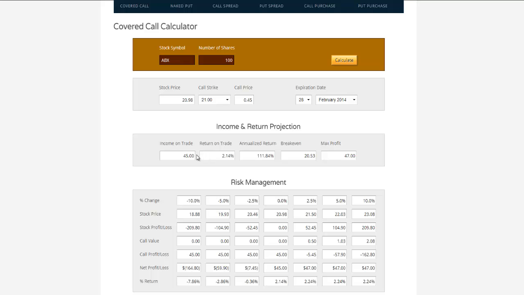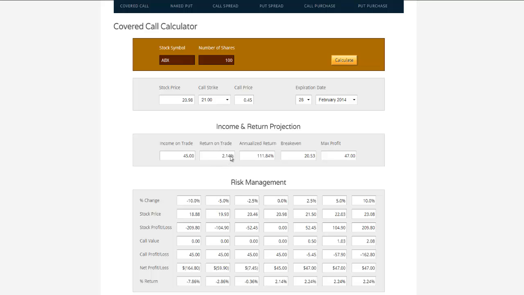This calculator tells you that you're going to get $45 on the trade, which is nothing more than 45 cents times 100. It's going to tell you that you're going to return 2.14% on the trade if it goes nowhere. So that's basically if nothing really happens to this stock and it just goes up to its maximum, or it goes up to this point right here, you get 2.14.